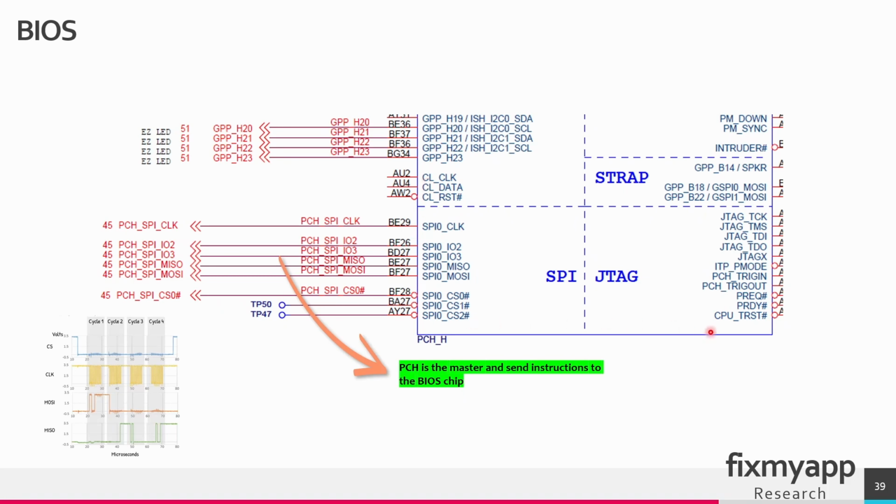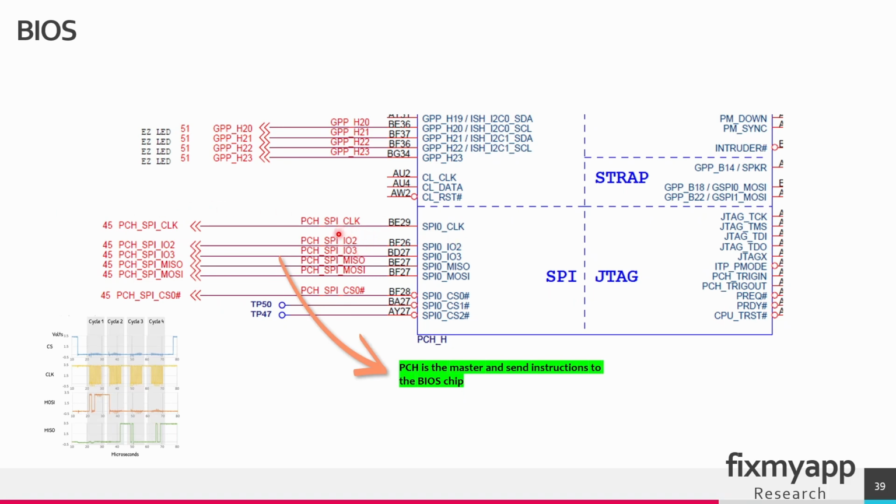This chip here is the PCH or the chipset, and the SPI part is used to communicate with the BIOS chip. So these are the pins that will communicate with the BIOS. The PCH is configured as a master device and the BIOS is configured as the slave device. This pin here is the serial clock pin. This pin carries the clock signal generated by the PCH. The output of this clock signal goes from the PCH to the BIOS chip.